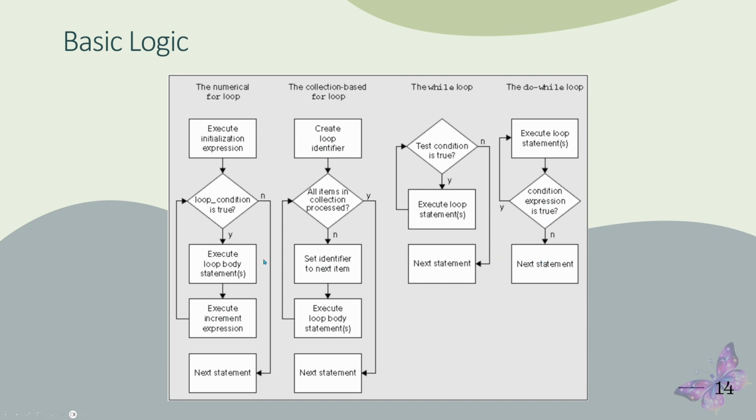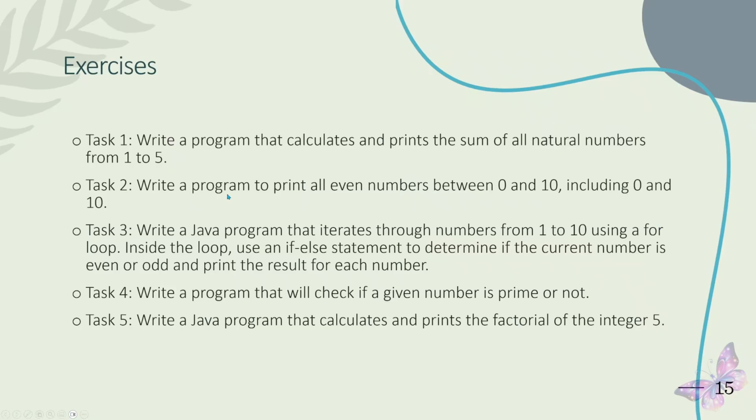So this is the diagram to simply understand how all this loop logic actually happens. Now let's go to the last part, the exercise. There are 5 tasks here, and everybody should try to solve these 5 tasks.